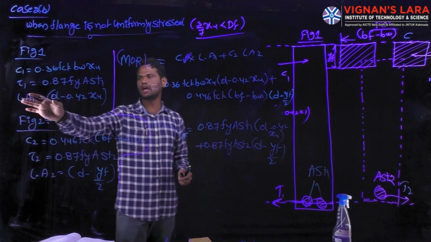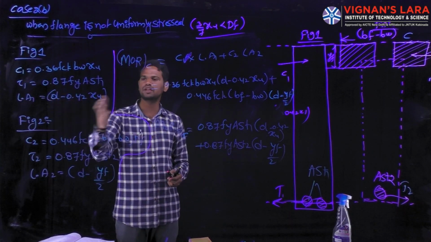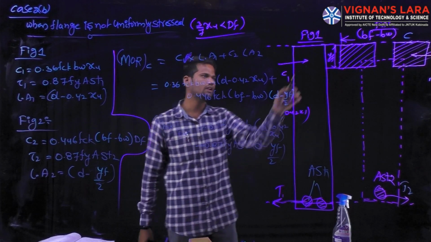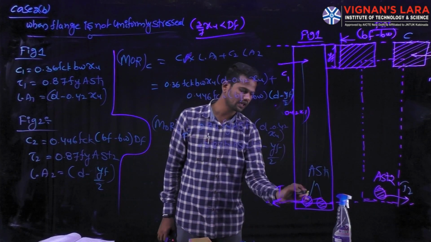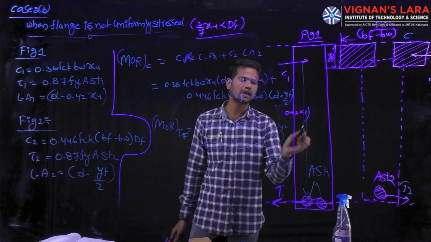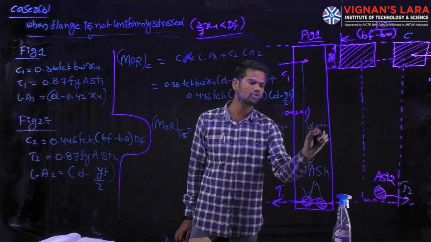That is for the limiting moment capacity of this section, Ast1 equals the number of bars. And again we have the lever arm distance. That lever arm distance LA1 equals d minus 0.42 into xu. That is nothing but the distance between the total compressive force and the total tensile force. That lever arm distance we have is d minus 0.42 into xu.